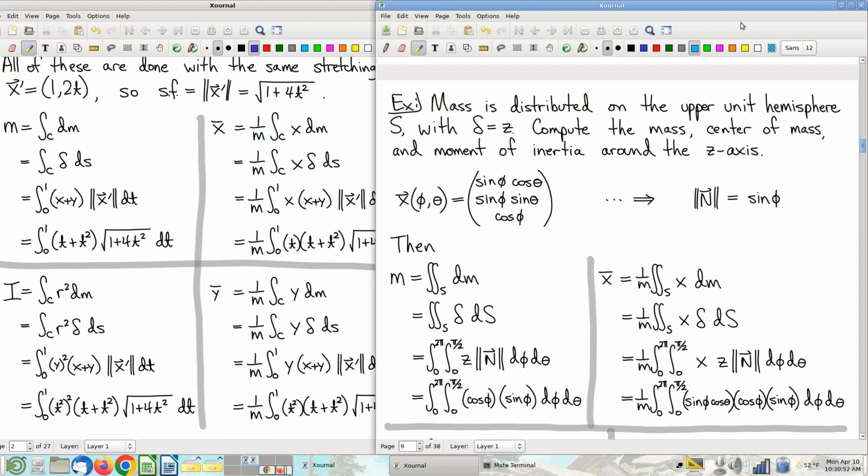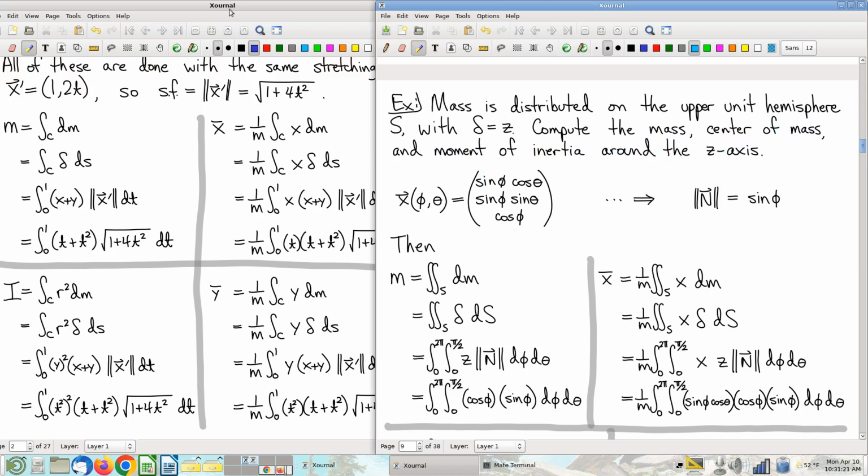So let's suppose I have mass distributed across the upper unit hemisphere, right? And for whatever reason, density is given by height. So the higher you go on this hemisphere, the more mass there is. And with that distribution of mass, let's ask, well, what is the total mass? Where is the center of mass? And what is the moment of inertia around, let's say, the z-axis? Not that it matters much in terms of how to do it.